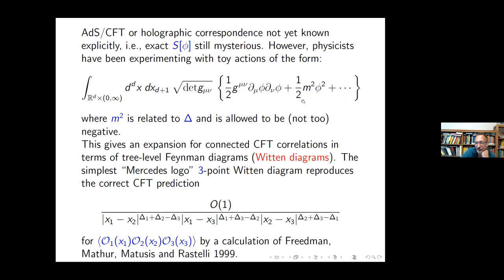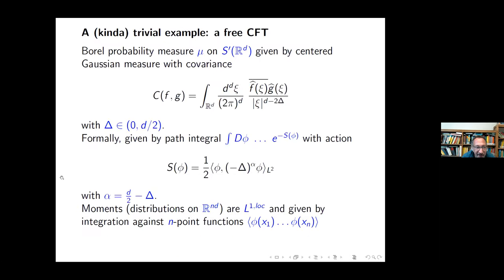The Feynman diagrams for this kind of thing are called Witten diagrams. For example, if you look at the simplest so-called Mercedes logo three-point diagram, you have 3 points on the boundary, and you have 1 point in the bulk, which is integrated, and it's related to these 3 points. When you do the computation, it's a nice exercise, you find exactly the kind of formula expected from conformal invariance for the three-point function of the CFT.